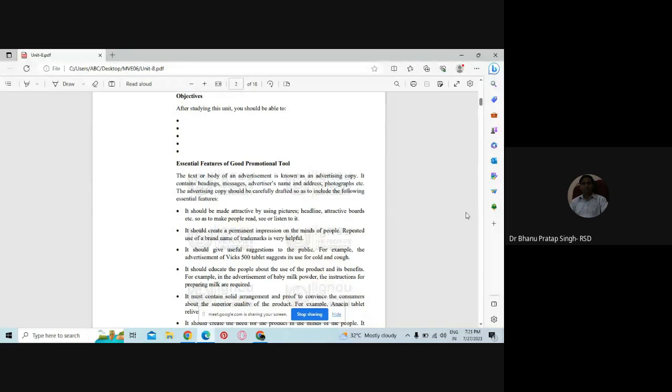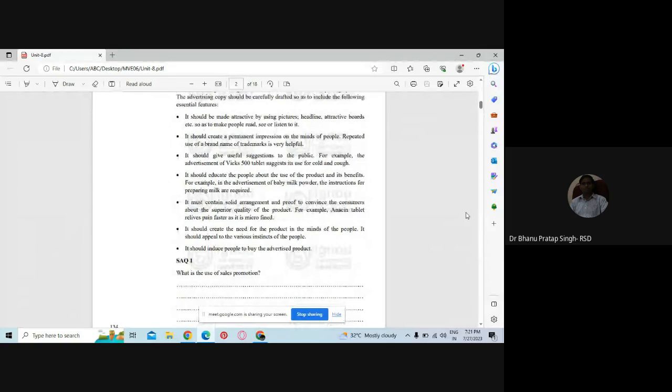It should educate the people about the use of the product and its benefits. For example, in the advertising of baby milk powder, the instructions for preparing milk are also required and are given on the cover page.